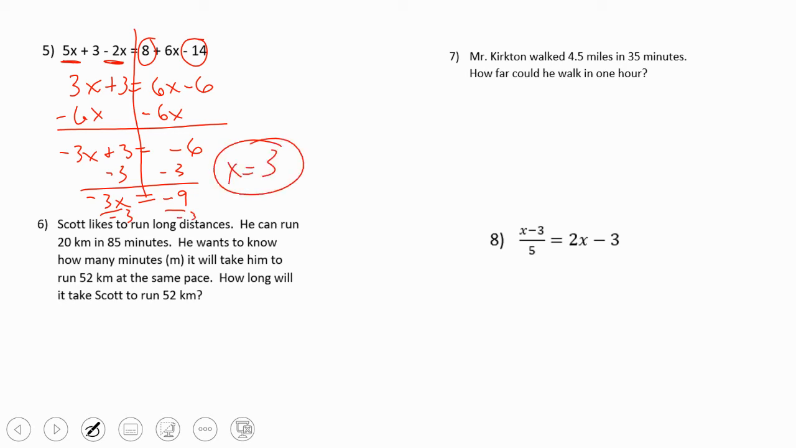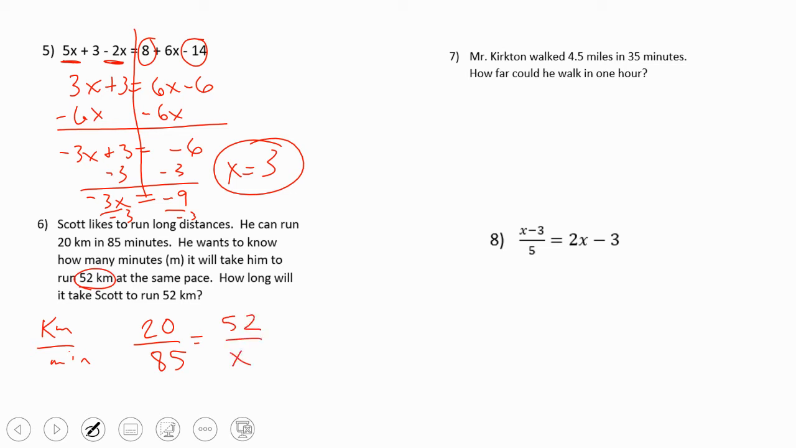Number 6 is a proportion. Make sure you make a plan before you start. You can run 20 kilometers in 85 minutes, so I'm going to keep track of that. Kilometers over minutes. So 20 over 85. He wants to know how many minutes it will take him to run 52 kilometers, so that means I know kilometers, and I'm trying to find minutes.